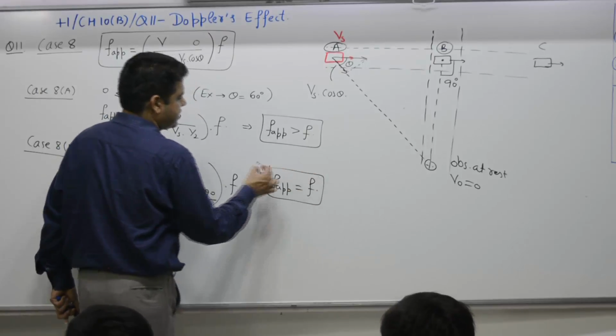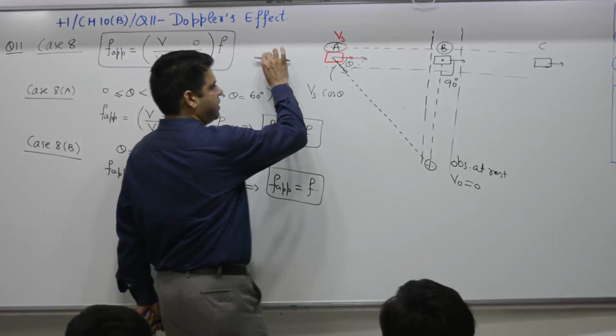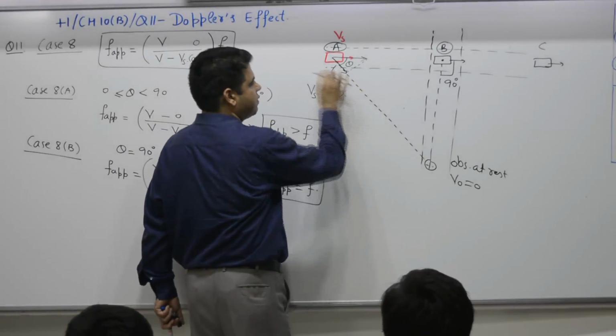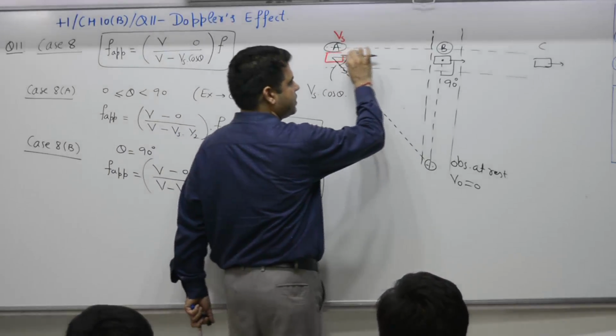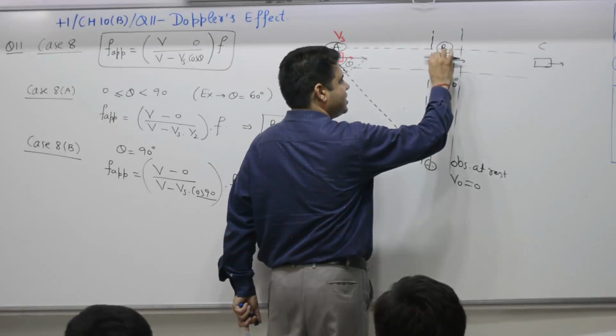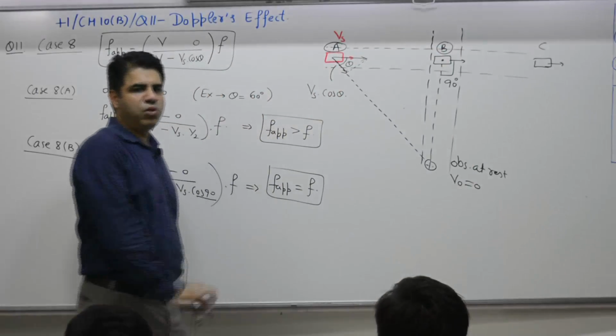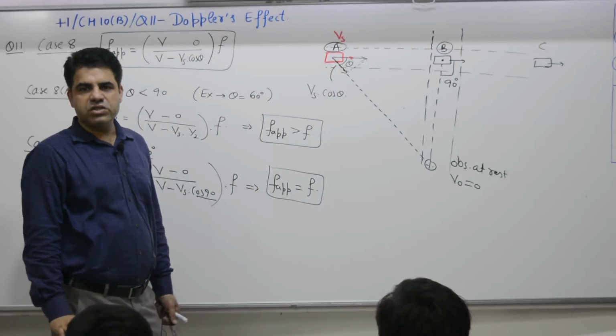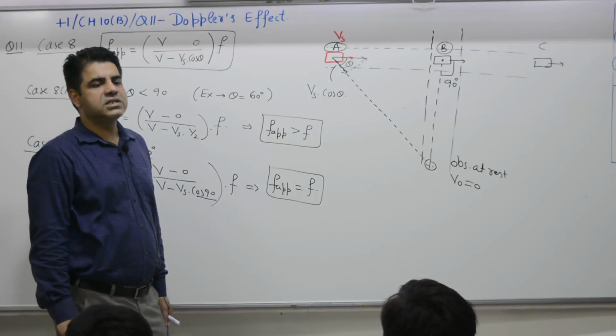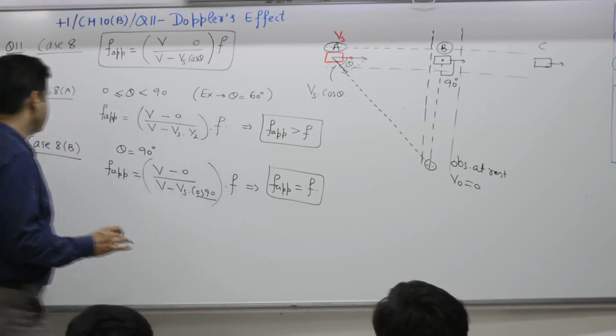That means throughout this part, this observer will get frequency more than the natural frequency. The moment the train is at this position, the moment the train is at the crossing, the observer gets its natural frequency.